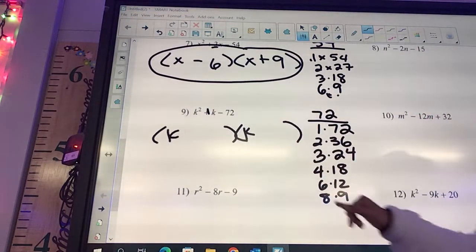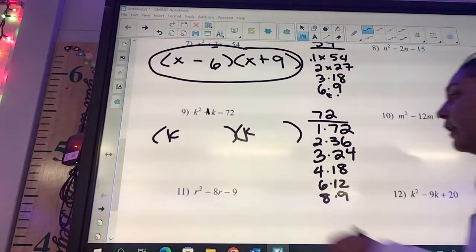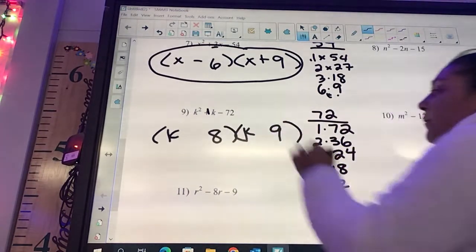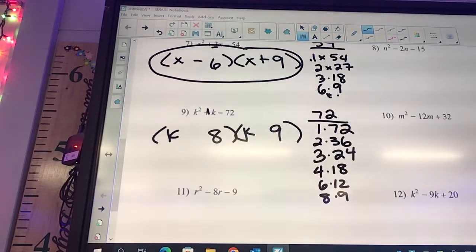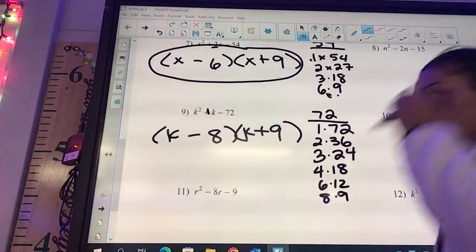8 and 9. Okay? See how, like, if we think about a number line, 8 to 9 is 1 digit. Okay? So we got 8 and 9. I need a positive 1. Negative 8 plus 9. Good.